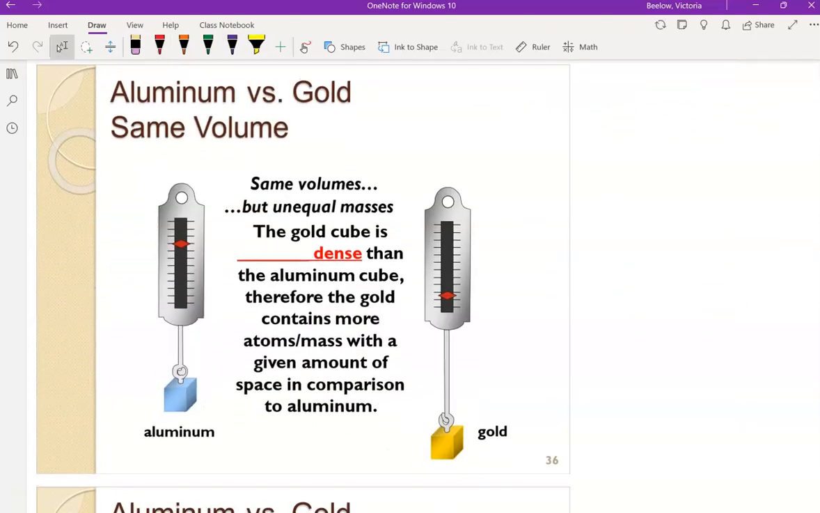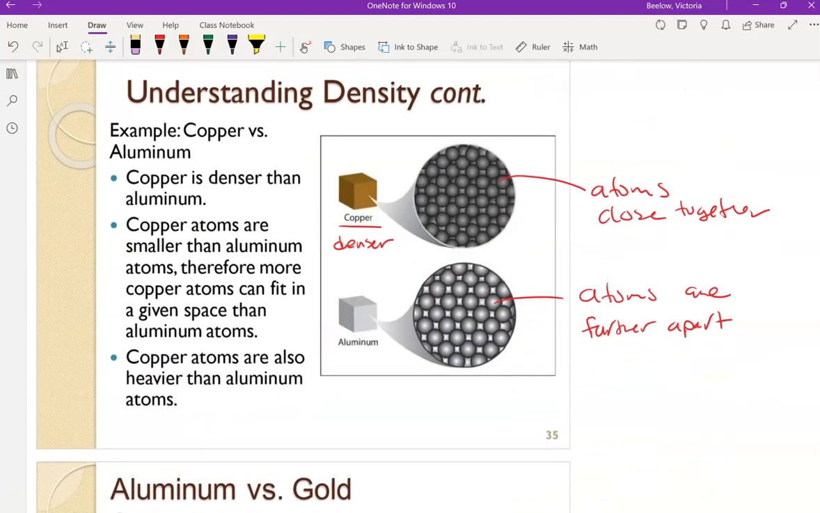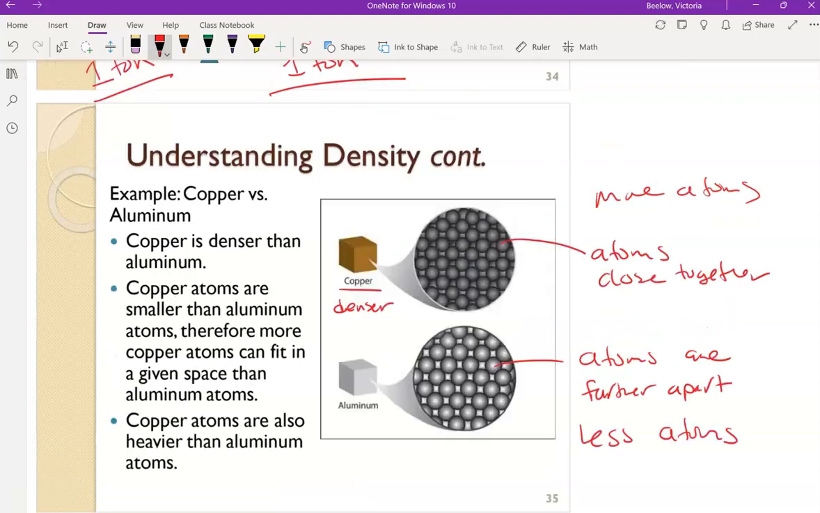Another example is aluminum and gold. This is just another way to weigh two different substances, with this type of tool. So up here in this example, both of these had the same volume, meaning they took up the same amount of space, but it's very clear that the copper has more atoms and this has less atoms. So the copper would actually weigh more.